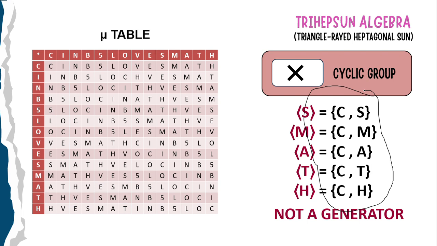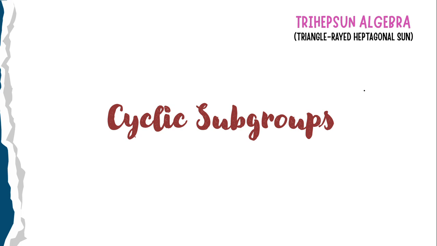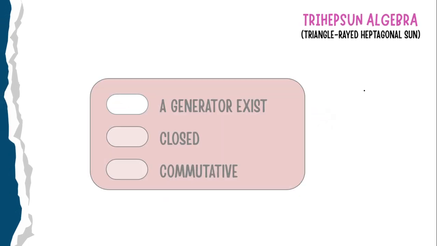Therefore, we can say that this is not a cyclic group since no element generates all the elements on our table. Now, therefore, we can say that elements V, E, S, M, A, T, H generate two elements. The generated elements of V, E, S, M, A, T and H are the elements of a subgroup. So let's see the cyclic subgroups. Let's determine the cyclic subgroup.